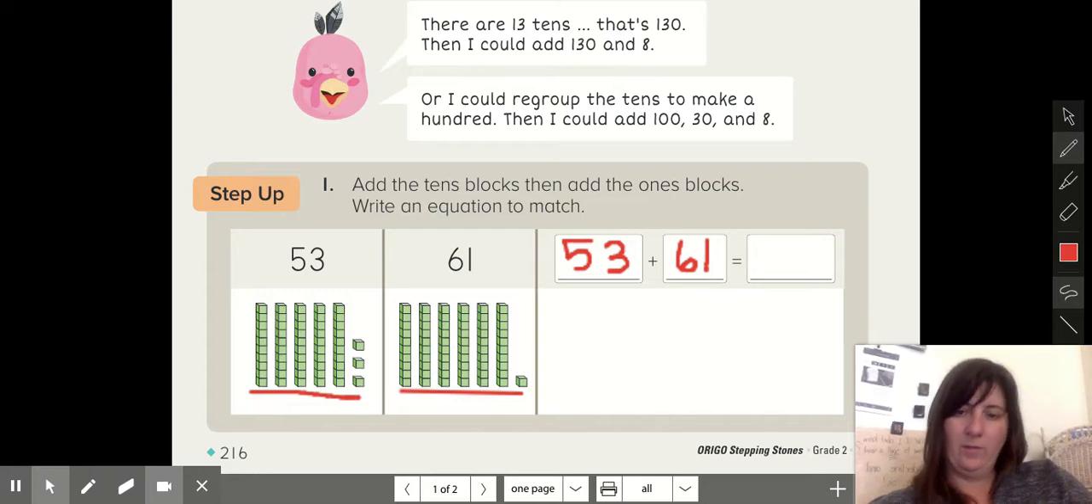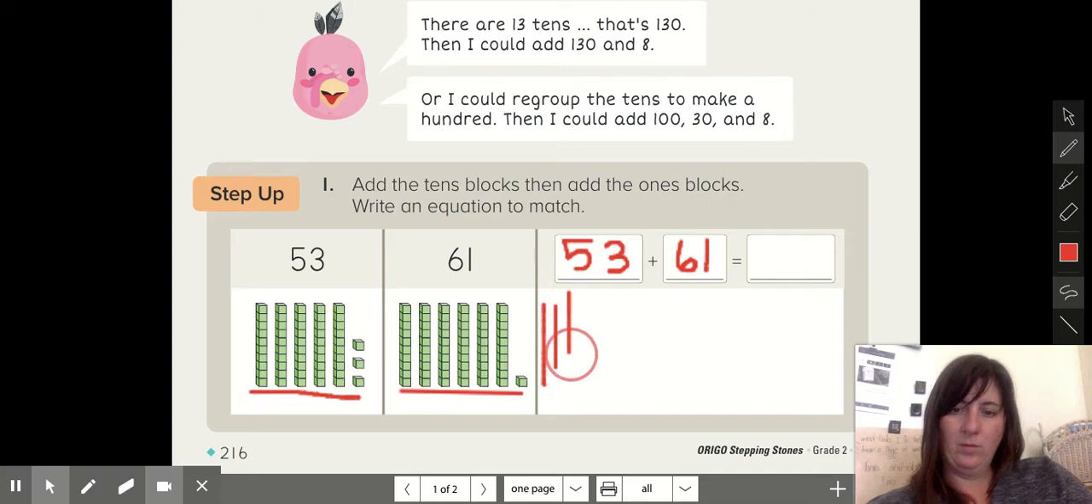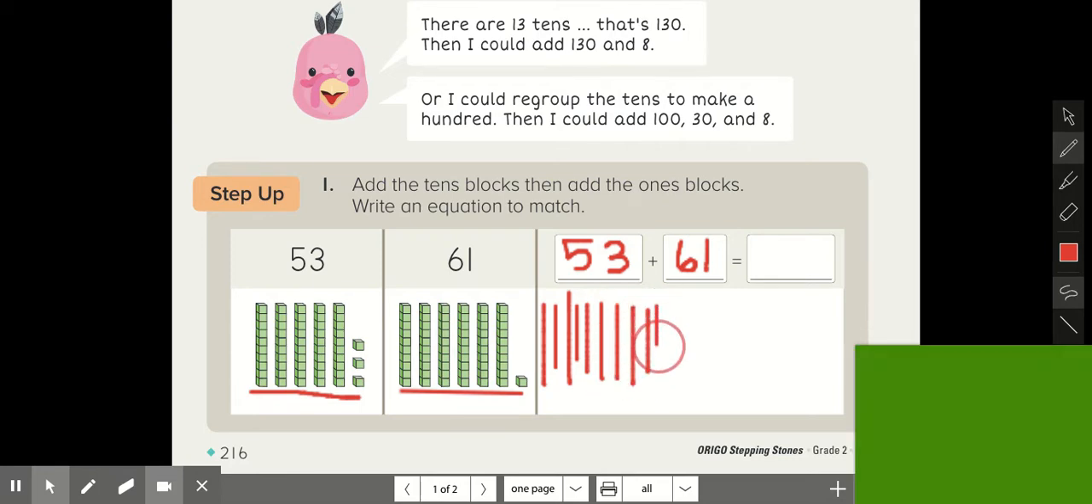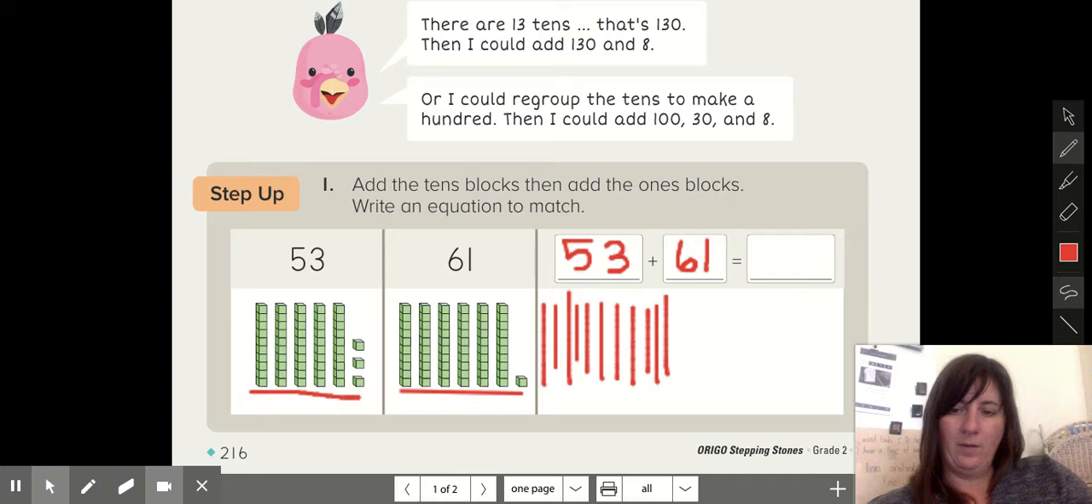the ones together. So 5 tens, 1, 2, 3, 4, 5, plus 6 tens, 1, 2, 3, 4, 5, 6. And then there's a total of 4 ones. 1, 2, 3, 4. And then we're going to make 100. So we're going to count 10 tens. 1, 2, 3, 4, 5, 6, 7, 8, 9, 10. And change colors. So there's our 10 tens. So that gives us 100.